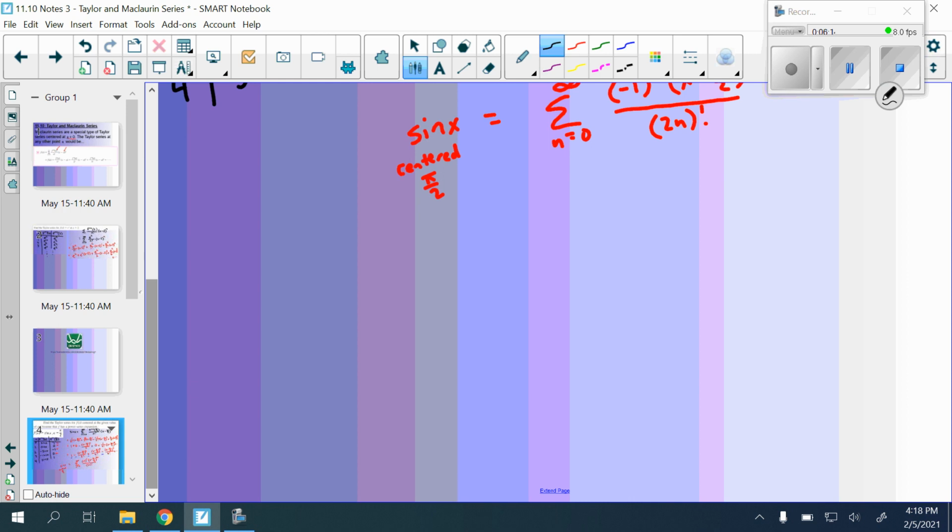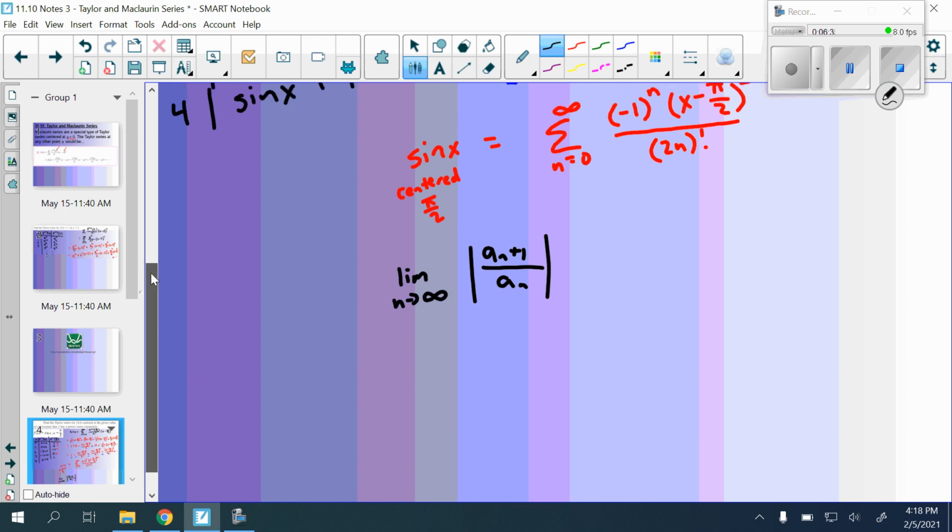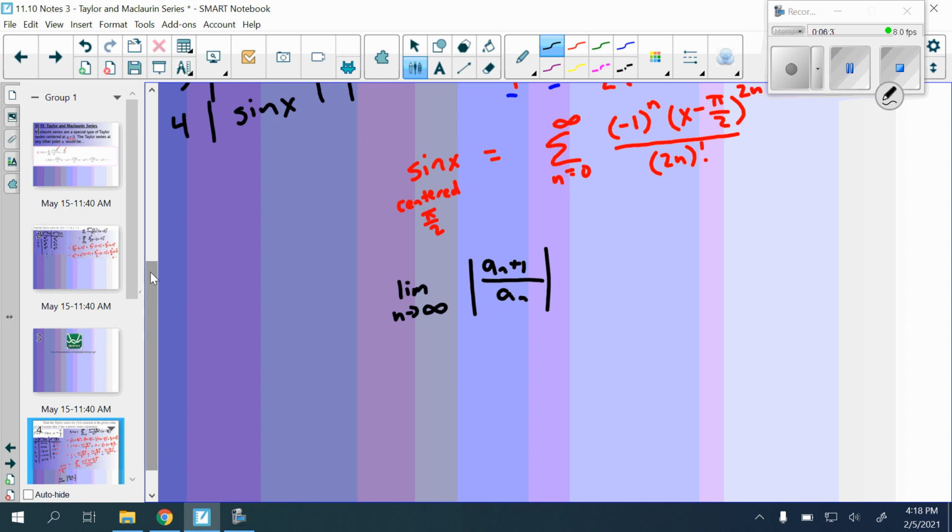So if we do the ratio test, we do the limit as n goes to infinity of our term n plus 1 over our term n, the absolute value. And we do the absolute value so that we don't have to worry about the alternating part that we had in this one, because it is alternating here. If we do the absolute value, this would just be +1 no matter what. So let's see what we get here.